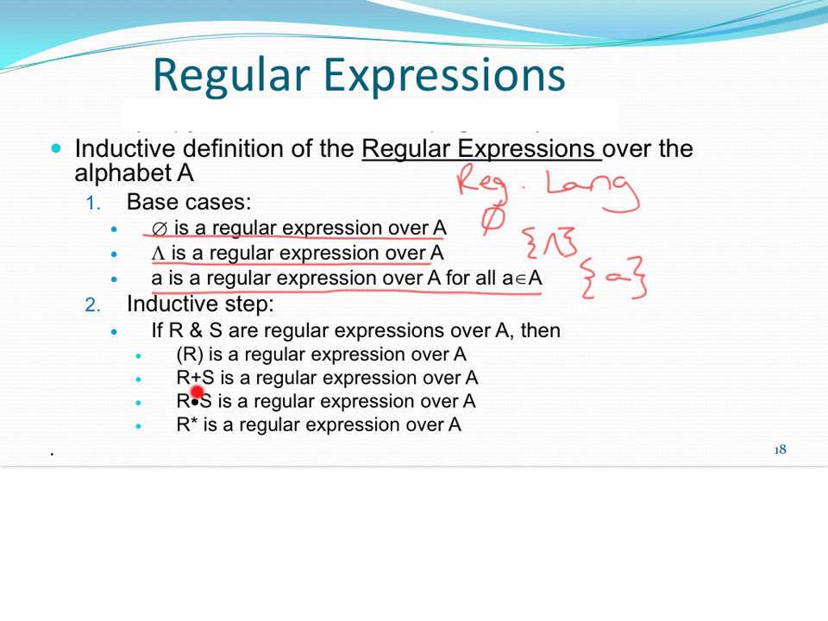Here we say R plus S is a regular expression over A. And I'm going to tell you that in the language world, that corresponds to union. So L union M, if we talk about L and M being regular languages, then L union M is also a regular language, right? If L and M individually are regular languages, we can take the union of those two languages, and that's what this plus is. The plus is kind of corresponding to union.